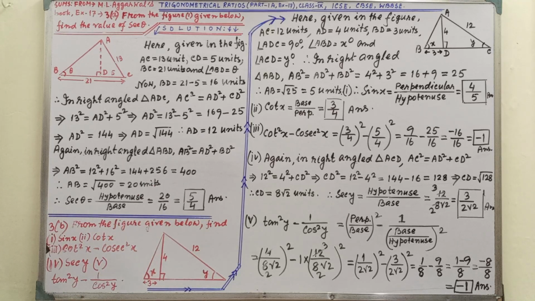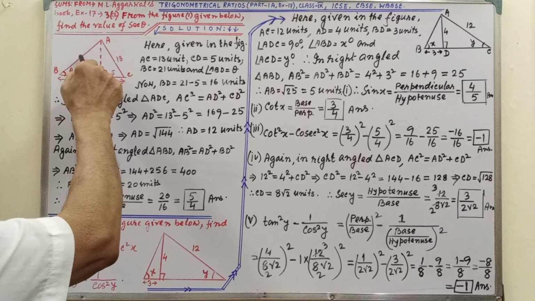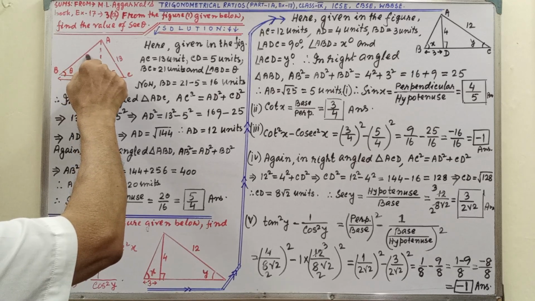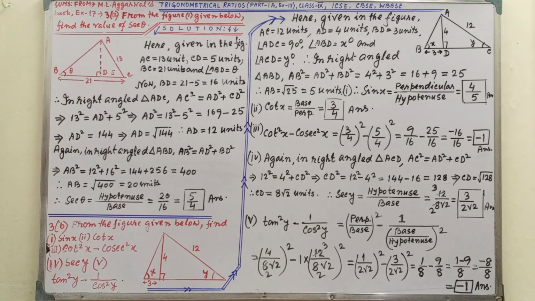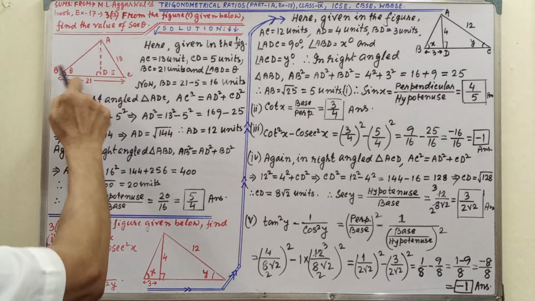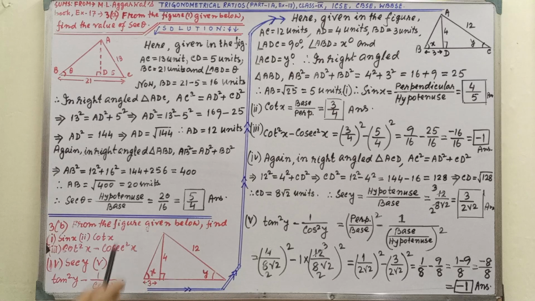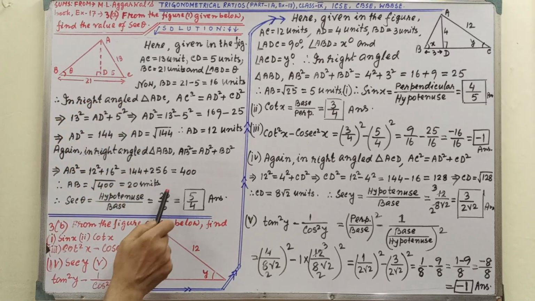Now we have to find out sec theta. Sec theta is hypotenuse by base. This is the right angle, the side opposite the right angle is the hypotenuse, that is AB. Theta is here, so this will be the base. This is why this is the hypotenuse and this is the base. That we may write AB by BD. AB we have got 20 and BD we have got 16. This is why 20 by 16. By calculation it is coming 5 by 4. This is the answer. I think it is clear.